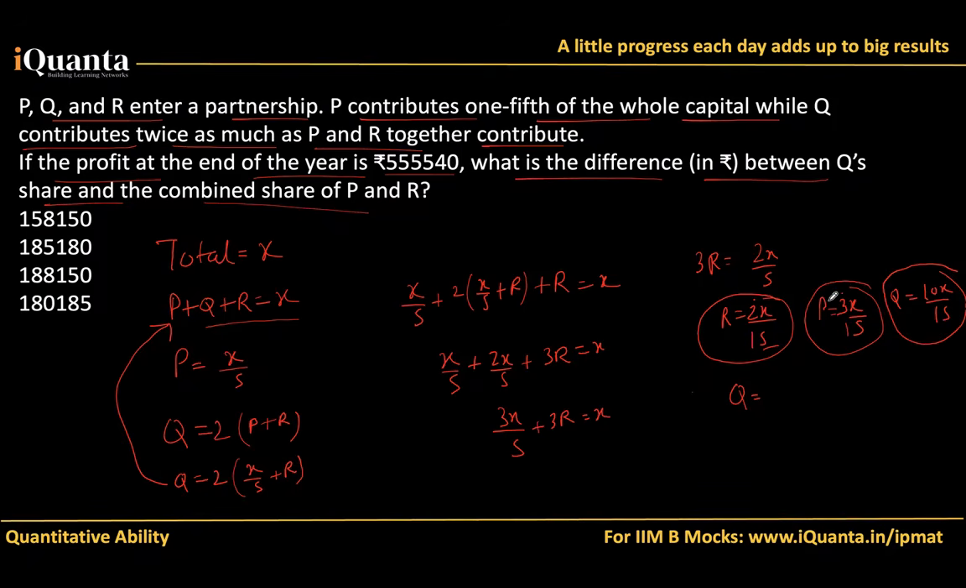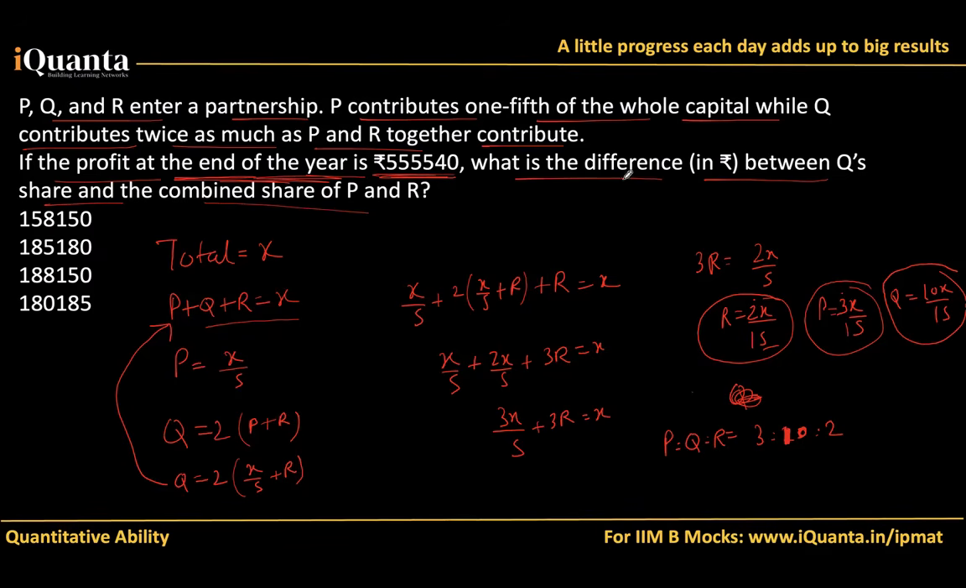I have P, Q, R. Can I find out the ratio of their contributions? PQR, what is the ratio? It'll be 3 ratio 10 ratio 2. I hope this much is also clear to you. We have been given one more thing, that the profit at the end of the year is this. So we know that in partnership, whatever is your contribution, in the same ratio profit is also distributed. So profit is distributed in the ratio in which you contribute.